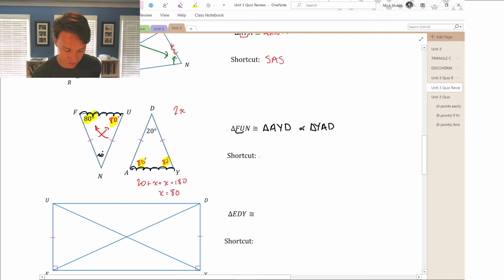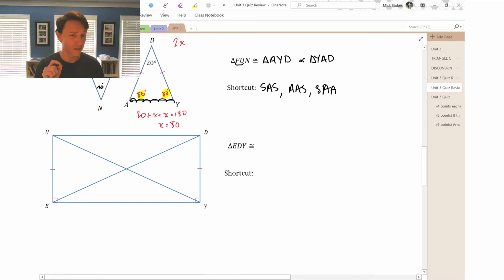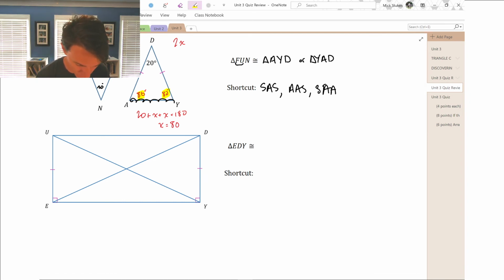And again, there's a multitude of shortcuts here. I'm going to pick maybe side angle side, but you could also do angle side, or side angle. Yeah, that's actually pretty neat. Ooh, what makes this last one tricky is that it's hard to keep the triangle straight. So the good news is it told me EDY, so I'm going to go EDY.